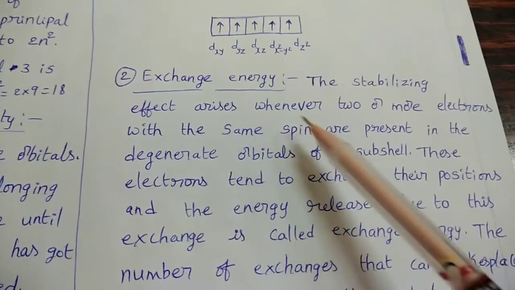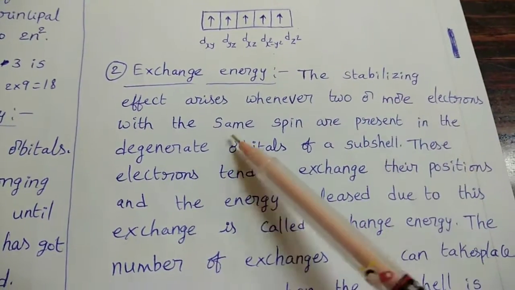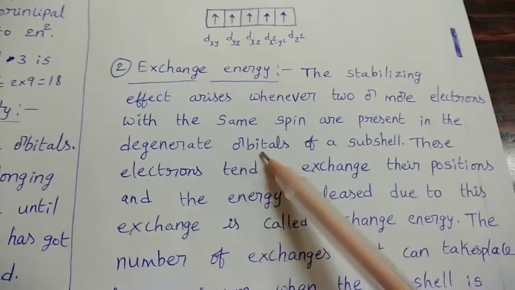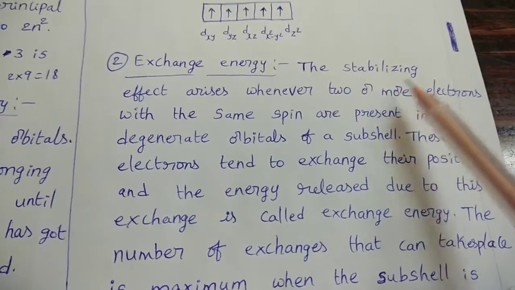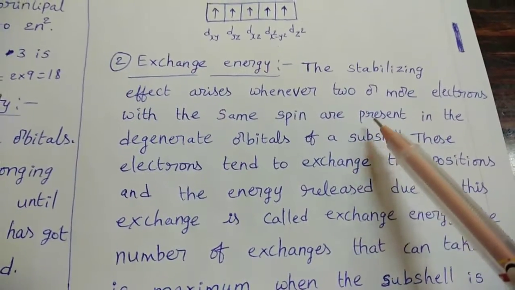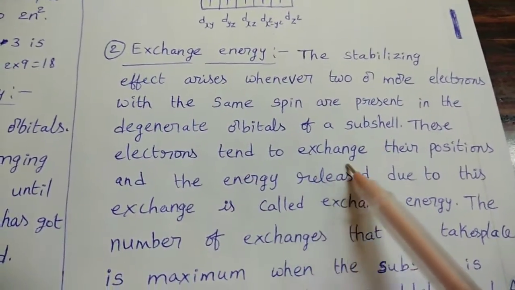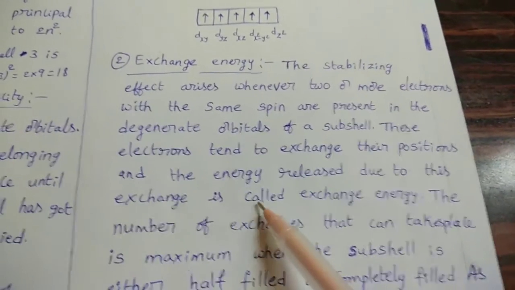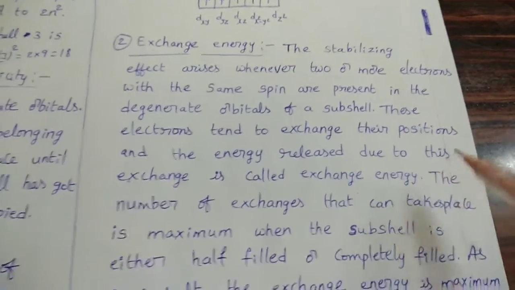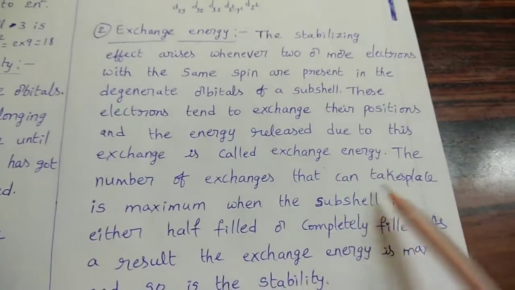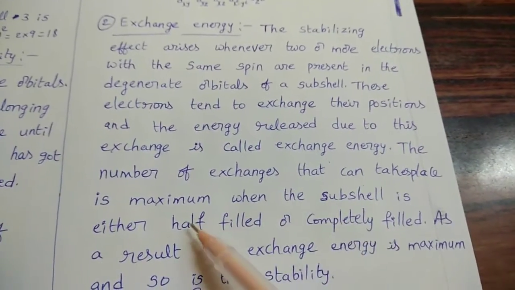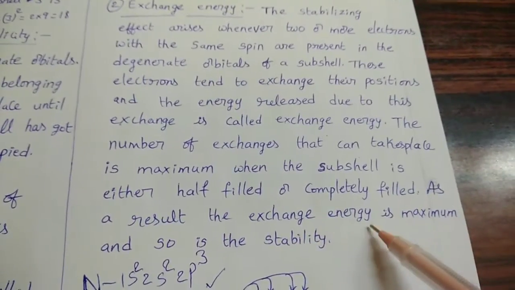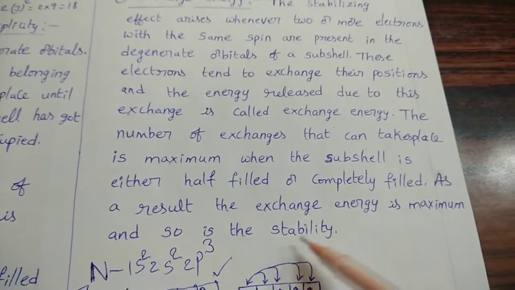Next, another reason is exchange energy. The stabilizing effect arises whenever two or more electrons with the same spin are present in the degenerate orbitals. In the degenerate orbitals, two or more electrons having the same spin give more stability. These electrons tend to exchange their positions, and the energy released due to this exchange is called exchange energy. The number of exchanges that can take place is maximum when the subshell is either half filled or completely filled. As a result, the exchange energy is maximum and so is the stability.